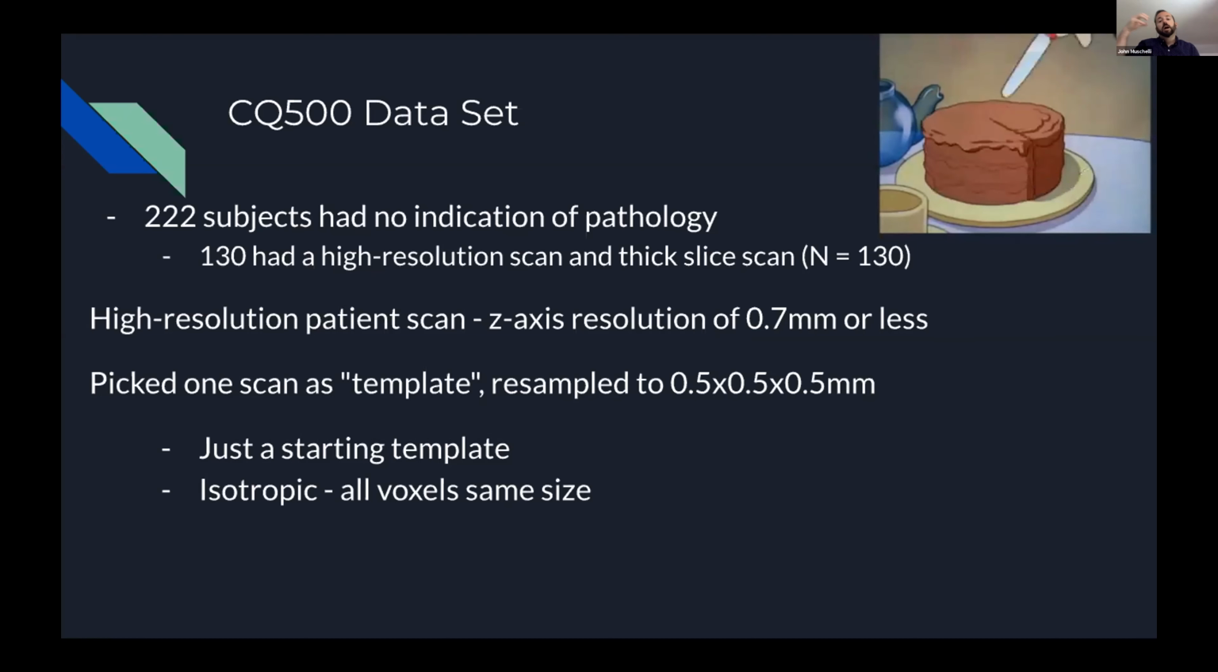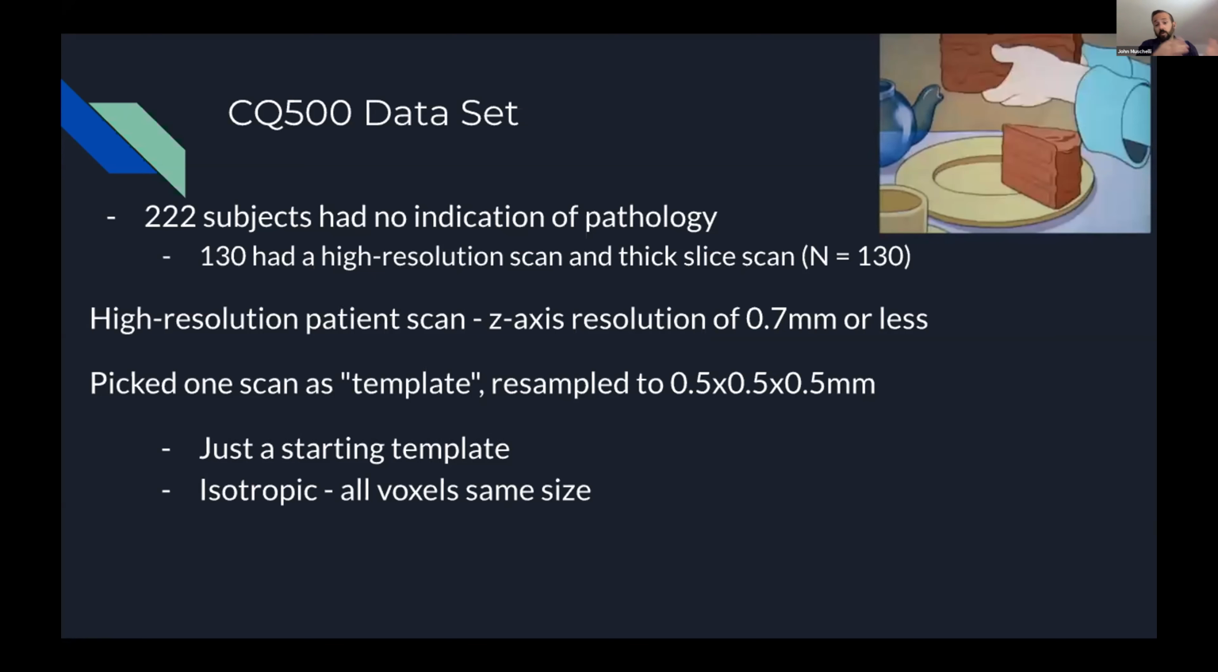We'll see as we go on that this is not going to be as important, but I picked it because it had a resolution really close to 0.5 by 0.5 by 0.5 millimeters. I want a template that's isotropic. I want all the voxels to have the same size dimensions, and I also want them to be cubes.